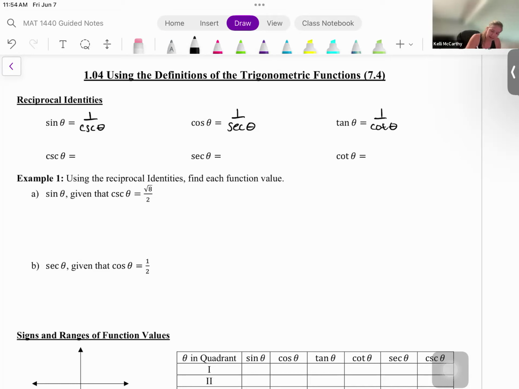Likewise, cosecant theta is 1 over sine theta. Secant theta is 1 over cosine theta. And cotangent theta is 1 over tangent theta.